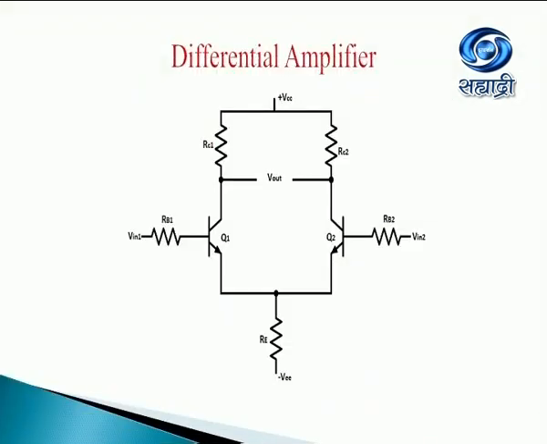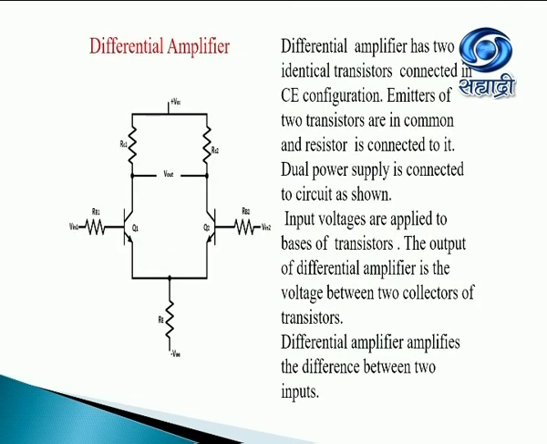Differential amplifier. Figure shows differential amplifier. In this, there are transistors and resistors connected and dual power supply is applied to it. Differential amplifier has two identical transistors connected in CE configuration. Emitters of two transistors are in common and resistor is connected to it. Dual power supply is connected to the circuit as shown. Input voltages are applied to bases of transistors. The output of differential amplifier is the voltage between two collectors of transistors.